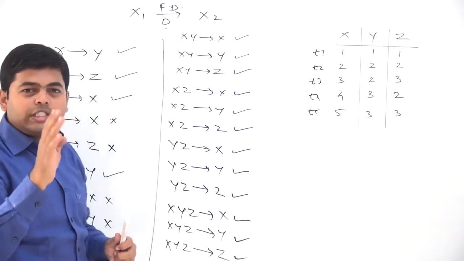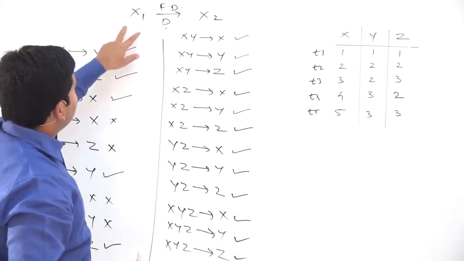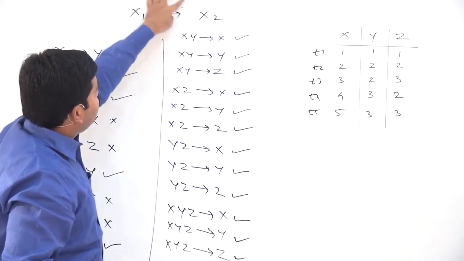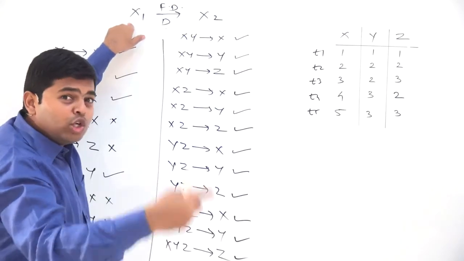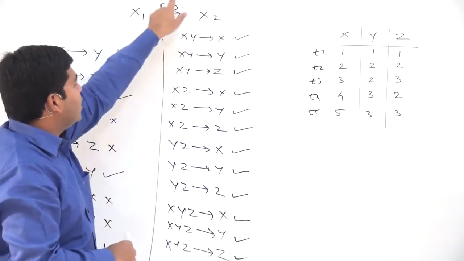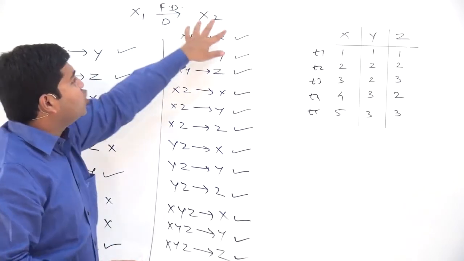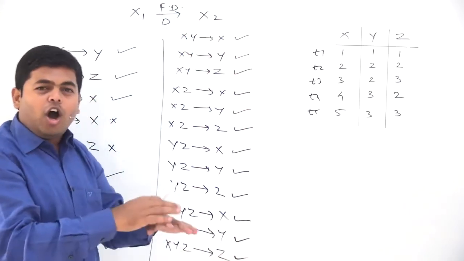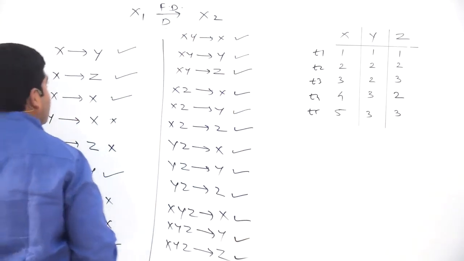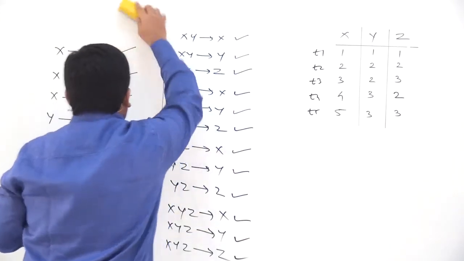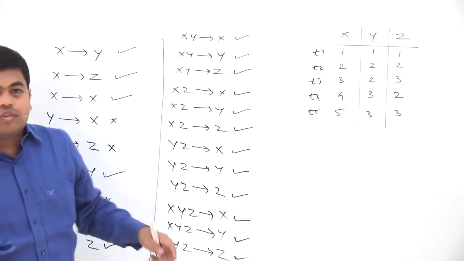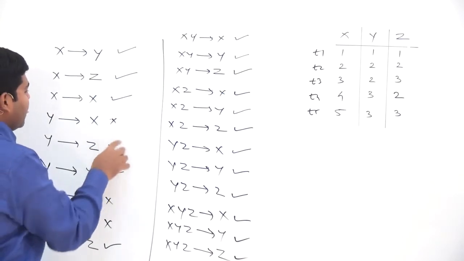All four things are the same. x1 determines x2, x1 functionally determines x2, x1 gives x2, x2 is dependent upon x1, x2 is functionally dependent upon x1, x2 can be obtained from x1. All these things are the same, and such a thing is called a functional dependency. So what we can say is that all the things that we have marked with a tick are valid functional dependencies, and all those which we have marked with a cross are invalid FDs.